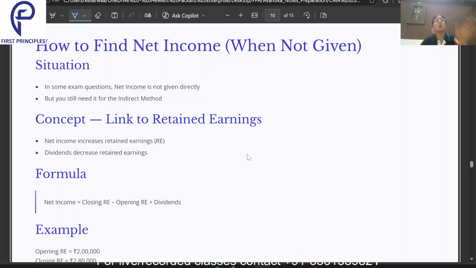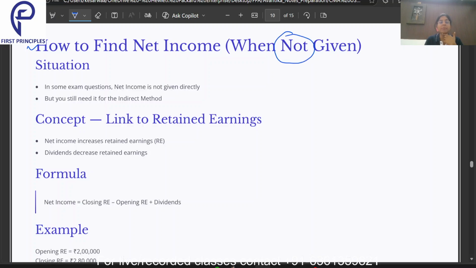Hello guys, now let's resume the last chunk of this cash flow statement chapter which we are covering. So this is the fourth video and the last video in which we will be completing this entire presentation of 15 slides. So let's start. So first of all, the heading is over here: how to find net income when it is not given.